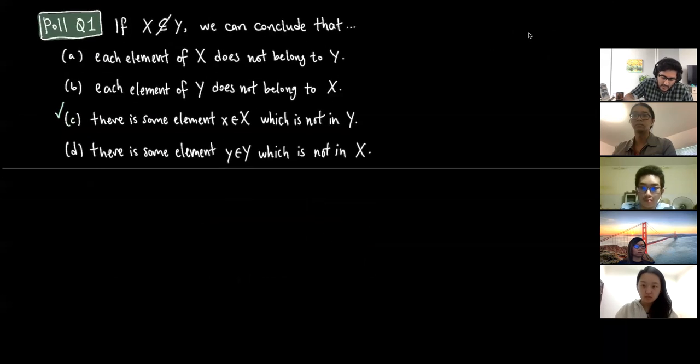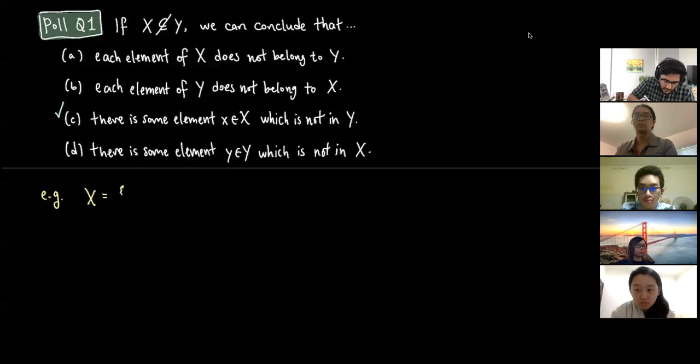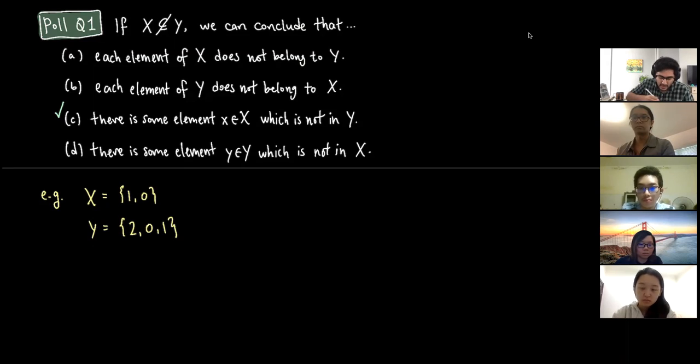Why is that? Let me explain. Let me give you an example. Let's say I have the set X as, let's do the same one I did before, 1, 0, and Y is the set 2, 1, 0. Then X is a subset of Y, right? Oh, sorry, I'm supposed to give an example where X is not a subset of Y. So maybe instead of 0 there, I'll do 3. So there we go. Here, X is not a subset of Y.